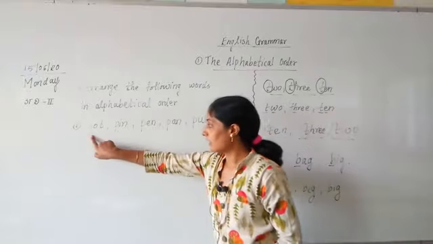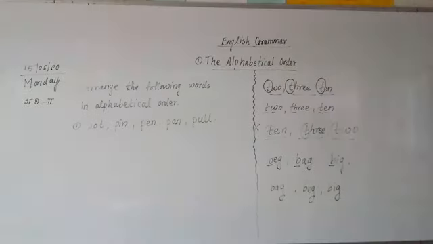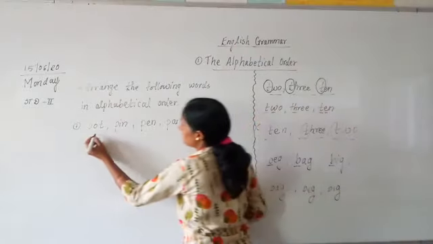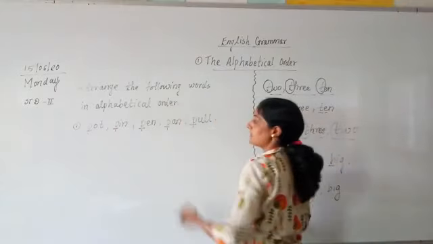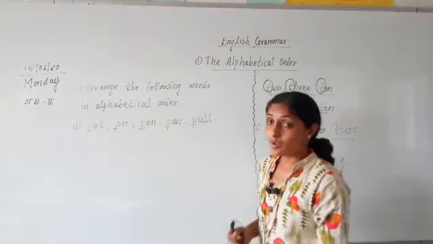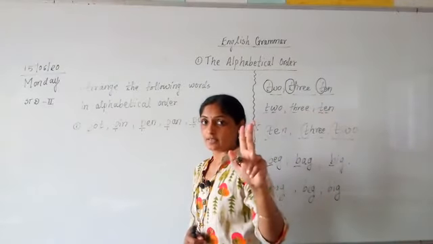Now just see. In the first letter also P is there. In the second letter also P is there. In the third letter also P is there. In the fourth letter also P is there. Yes or no? In all words P is there or not? Yes, in all words P is there. Now what are we going to do? Now we are going to see the second letters.